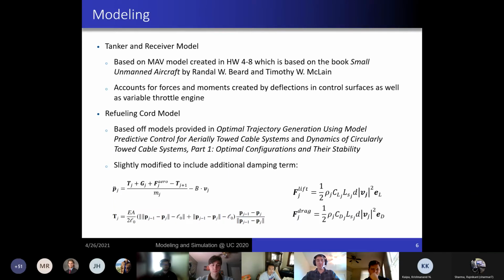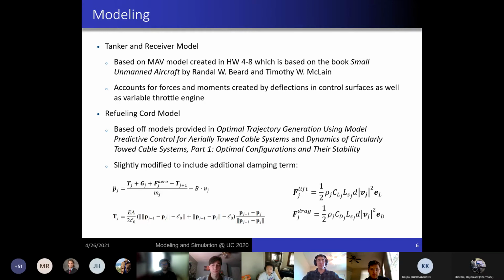So as was mentioned earlier, the tanker and receiver model were reused from previous models created through the class with the help of Dr. Sharma and the class TAs. They account for the forces and moments created by the deflections of the control surfaces and then the different throttle on the engines. For the refueling cord model, we based it off of work in the papers listed here.